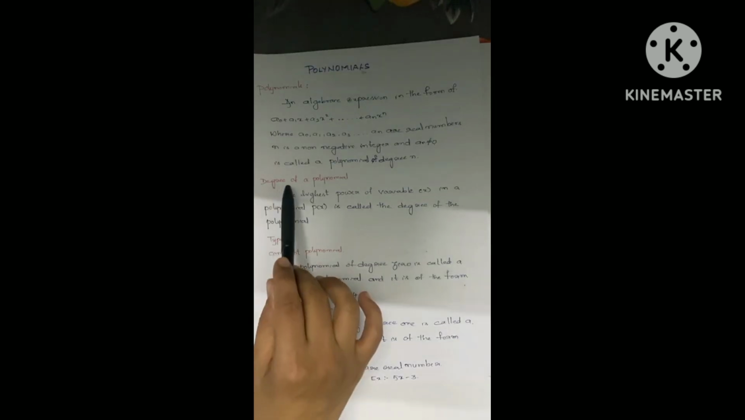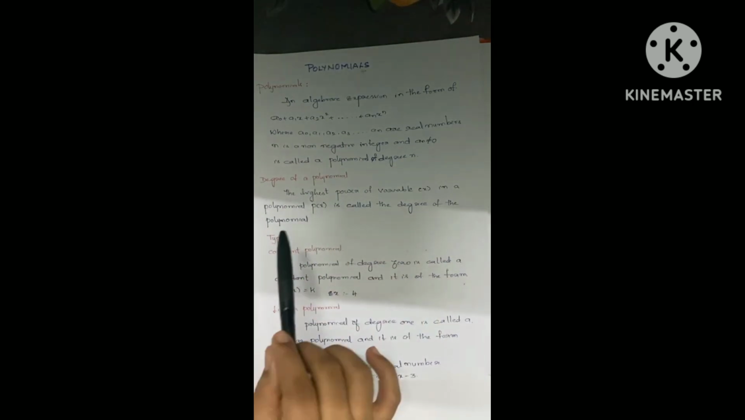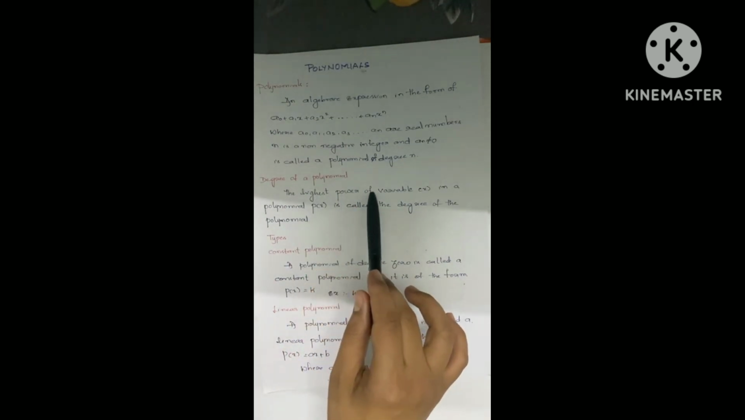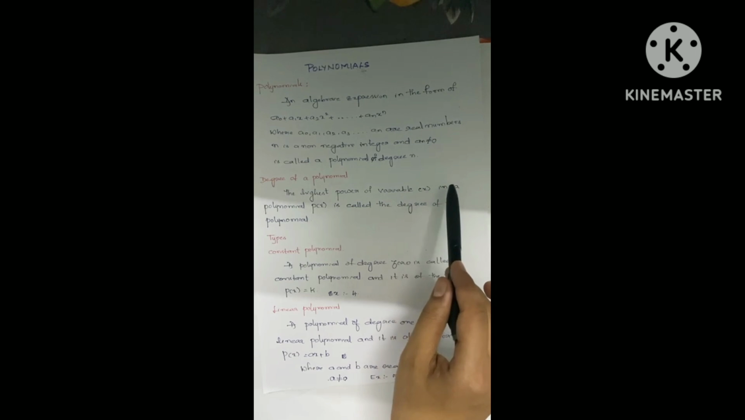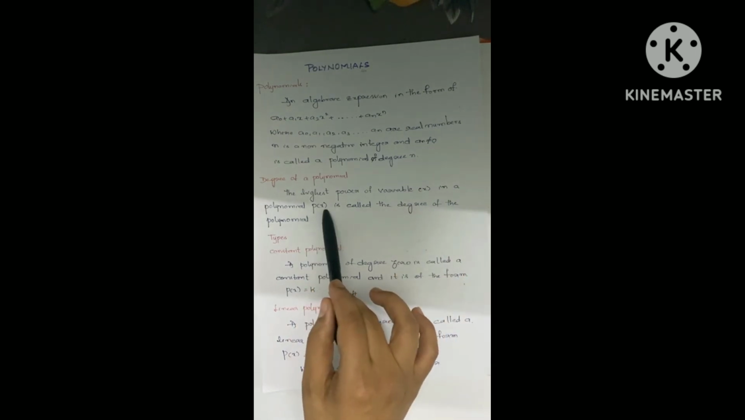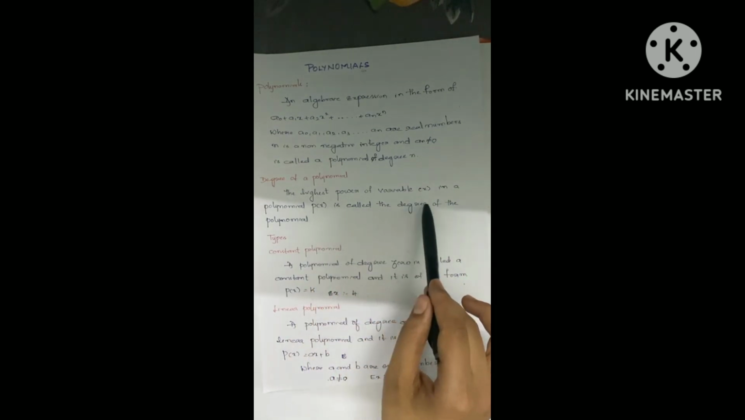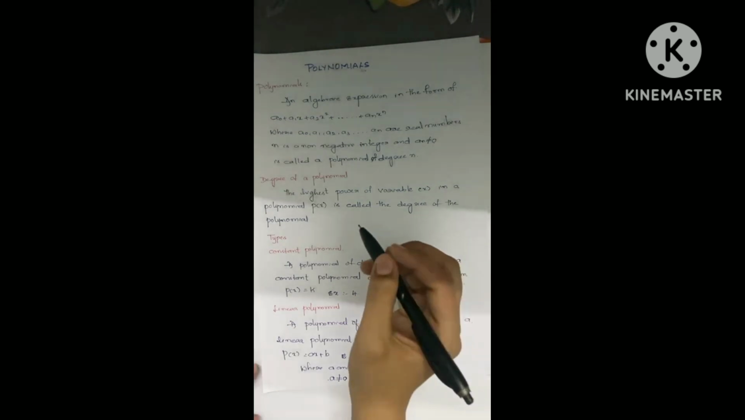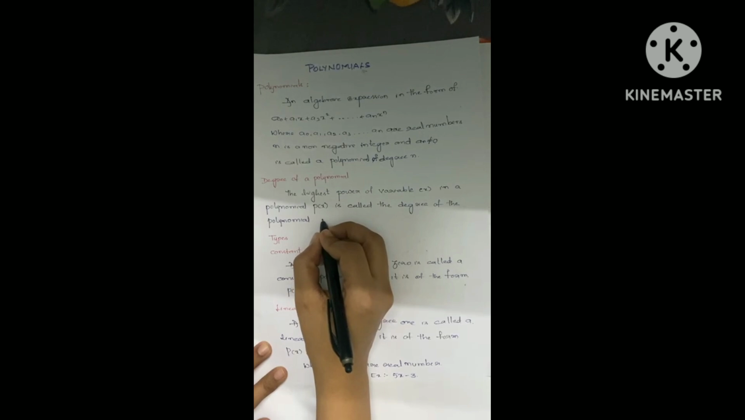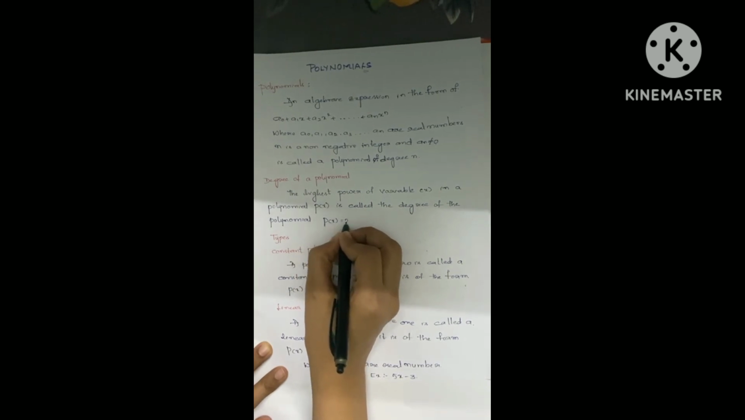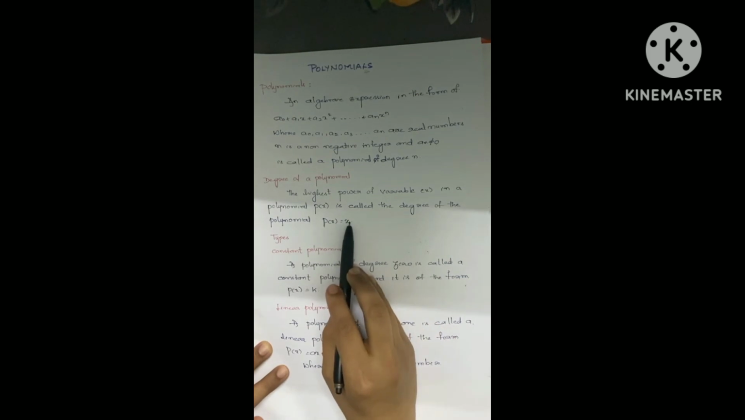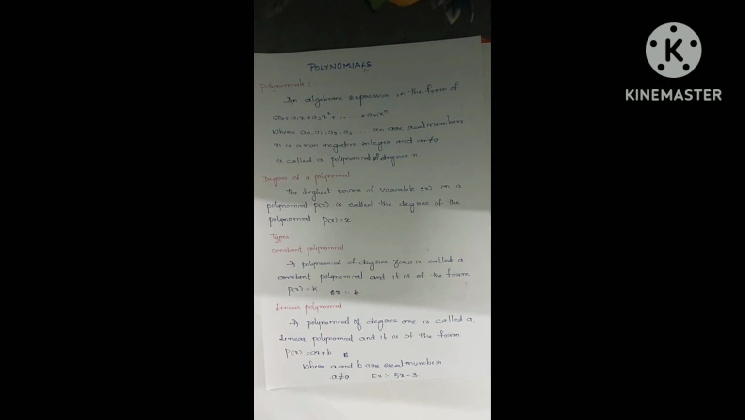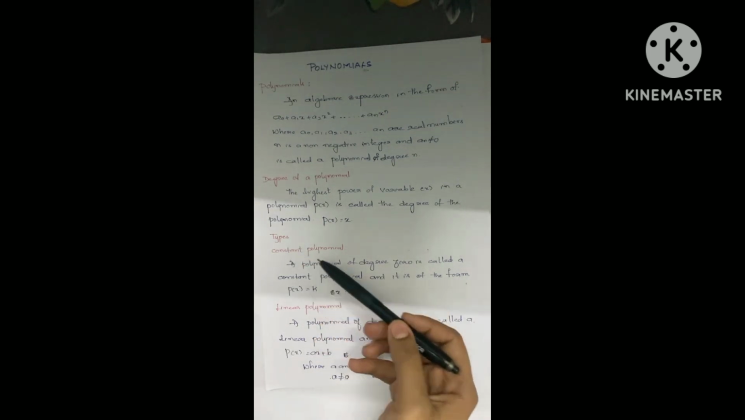Next we see degree of a polynomial. The highest power of variable x in a polynomial p of x is called the degree of the polynomial. Suppose I'll take one example, p of x which is equal to x, and here its degree is 1. Next we see the types of polynomial.